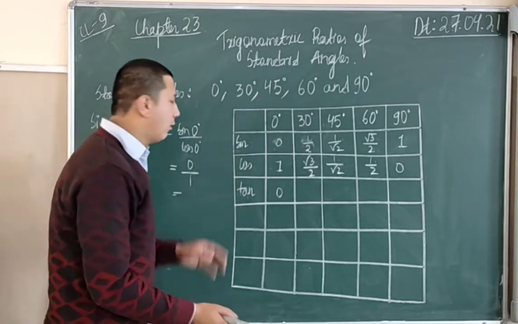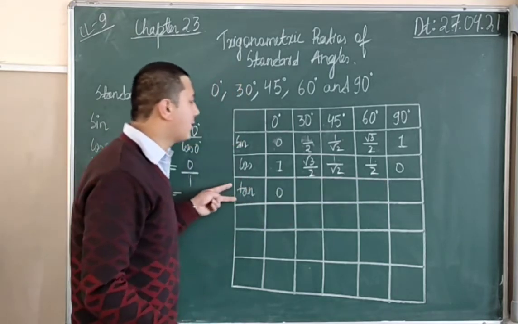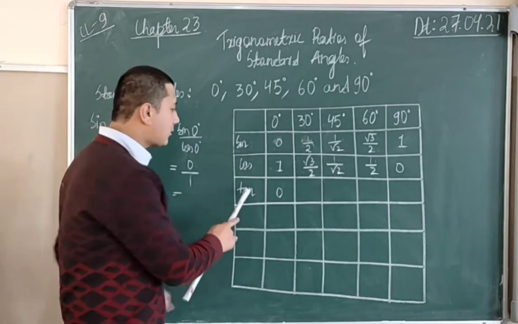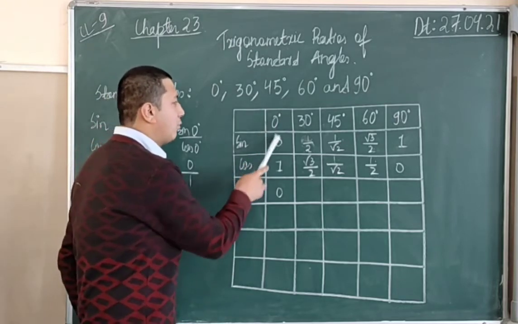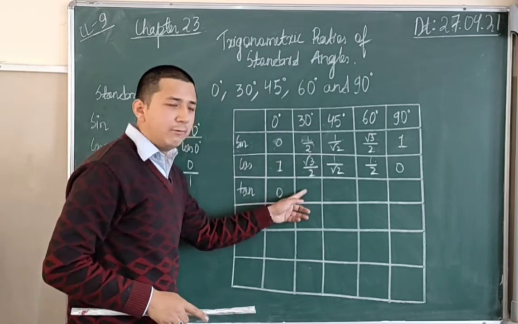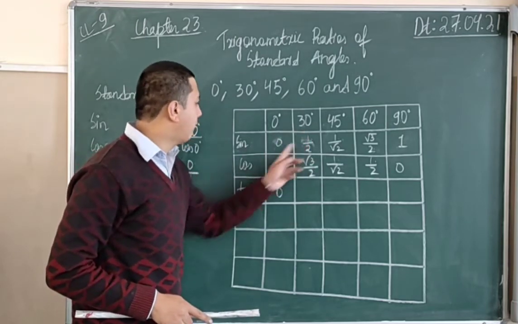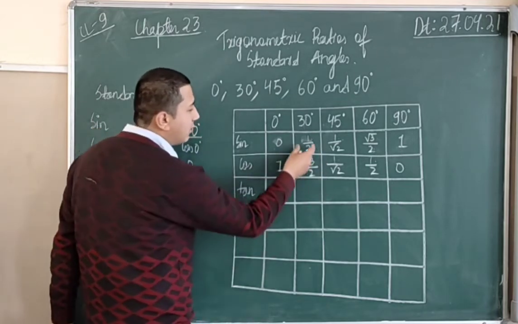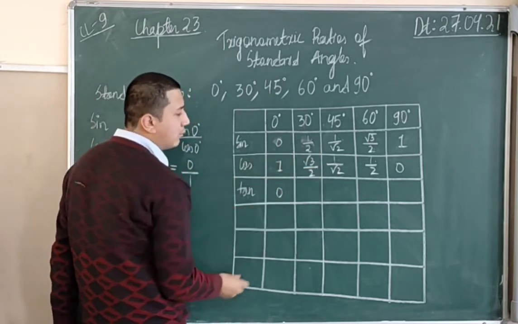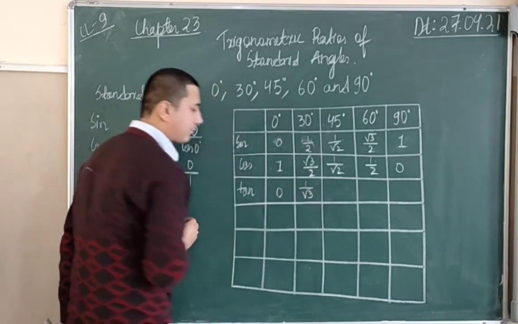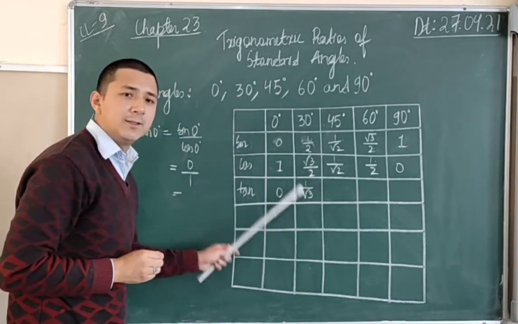So basically what I have to do in the third row is divide this by this, because I am finding tan. Tan 0 is sine 0 by cos 0, this by this. Tan 30 will be sine 30 by cos 30, that is this by this. If we divide 1 by 2 by root 3 by 2, the 2 gets cancelled out, so we will be getting 1 by root 3, which is the value for tan 30.